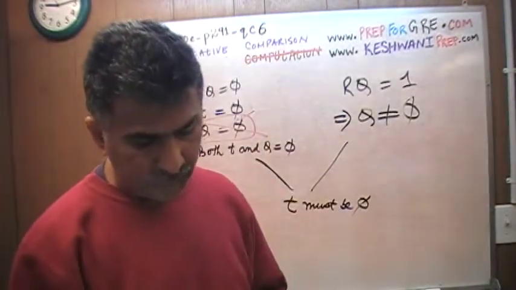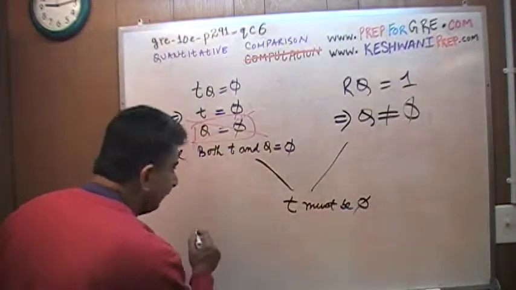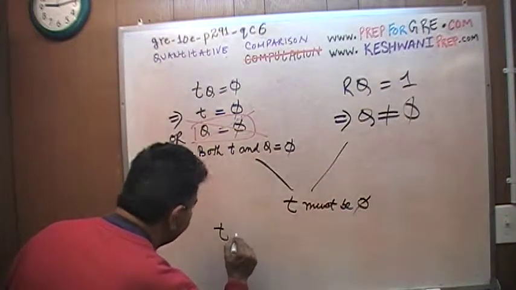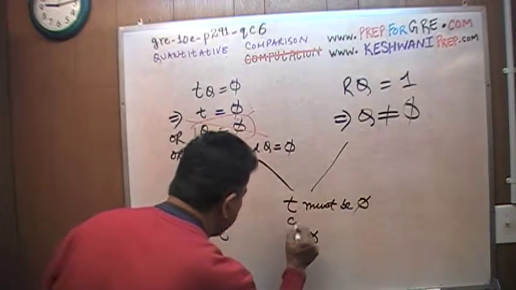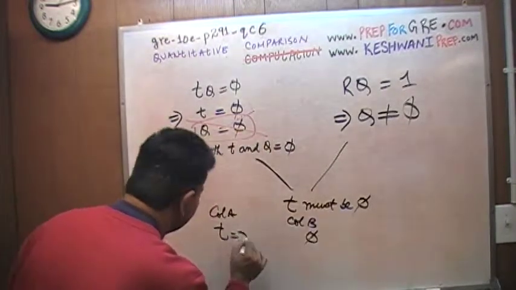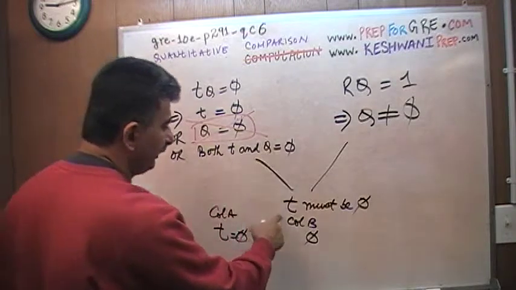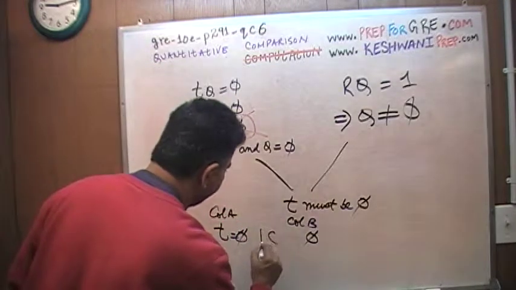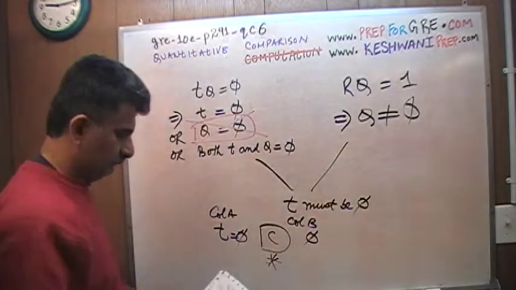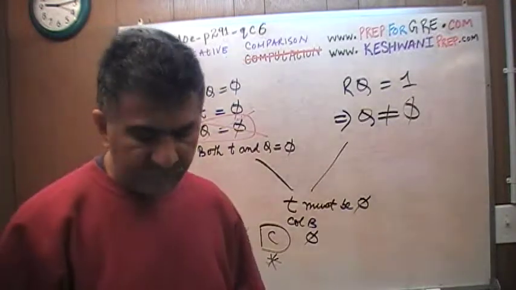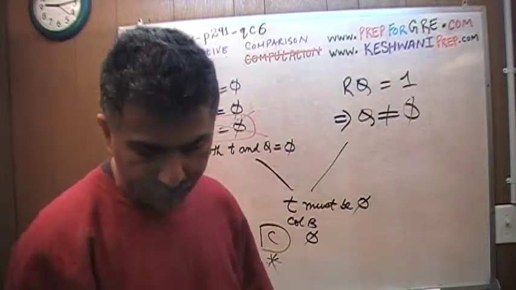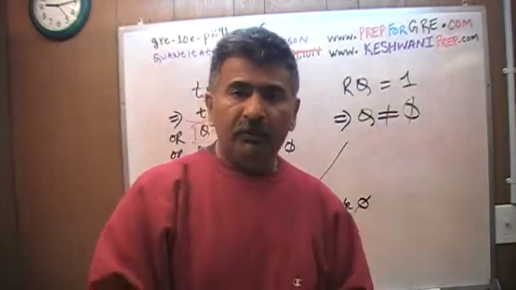And then what do we have? Oh, there you go. We have T in the first column, and we have 0 in the second column, column A and column B. And since we just figured out that T must be 0, the answer is C. That's all. There's not much in it. 68% of people who took the exam got this question right. I hope you found it helpful.